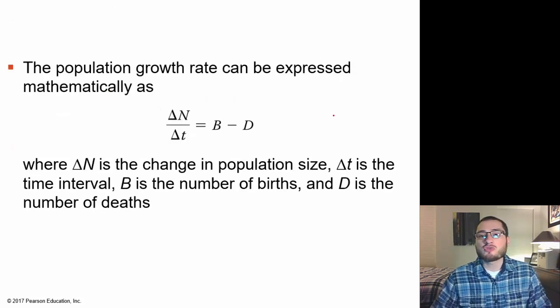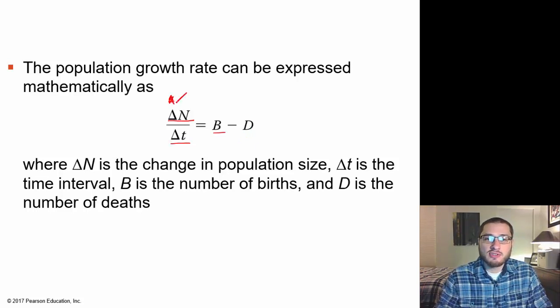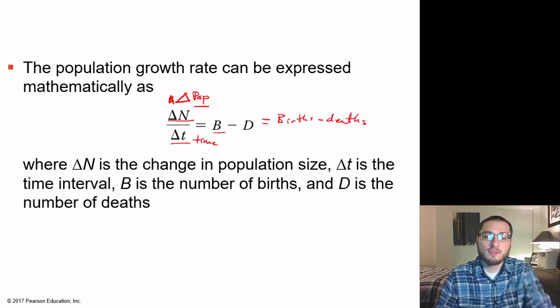Very simple. So in population growth rate, we express this mathematically as the change in the population size, which is change in N, over the change in T, which is our time interval. And this is going to be equal to B, which is the number of births, minus D, which is the number of deaths. So you have this change in population over time equal to births minus deaths. All right, simple enough.